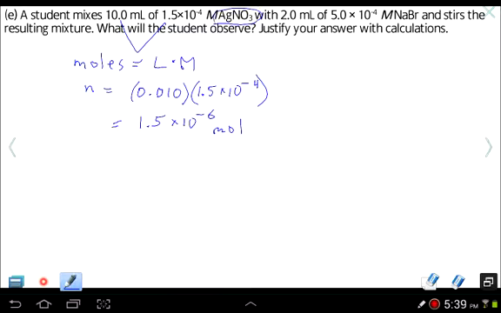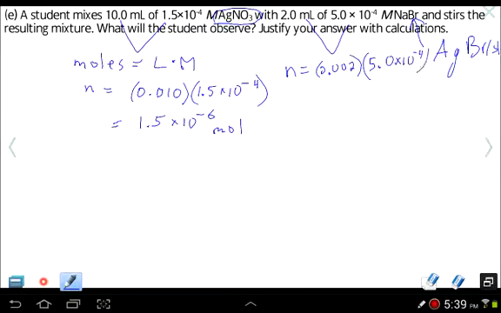Now when silver nitrate hits sodium bromide, essentially you get the silver bromide solid that we just discussed. And the question is, is the concentration small enough to where it'll dissolve, or is it big enough to where it'll precipitate? Let's do the same thing here. Let's find out how many moles we have. Again, our moles here is molarity times liters. So our liters in this case is 0.002, and our molarity is 5.0 times 10 to the negative 4th. So you move the decimal place over twice to the left, and you would double it. So you get here 1.0 times 10 to the negative 6th.